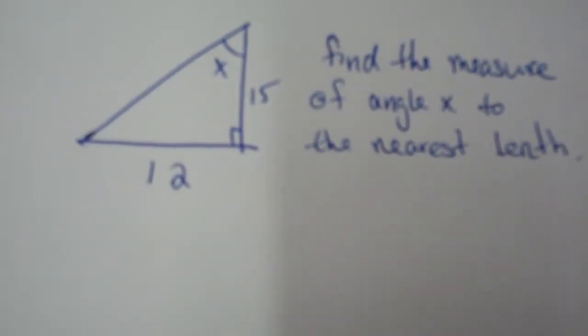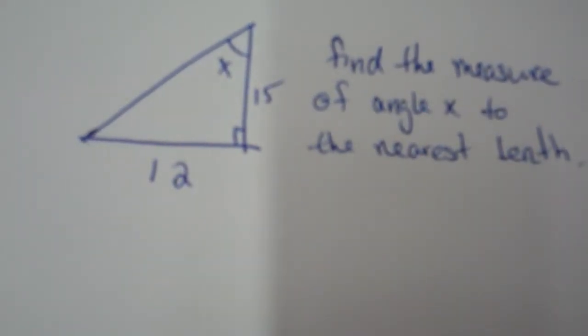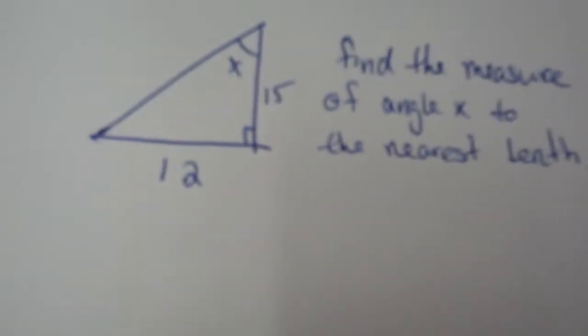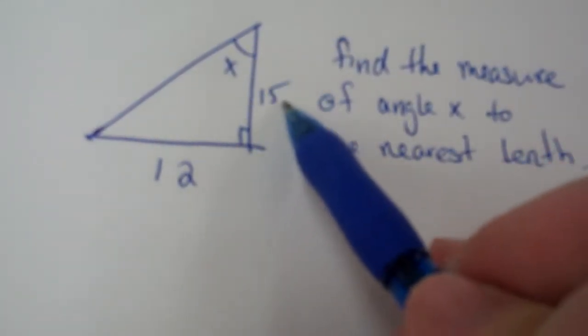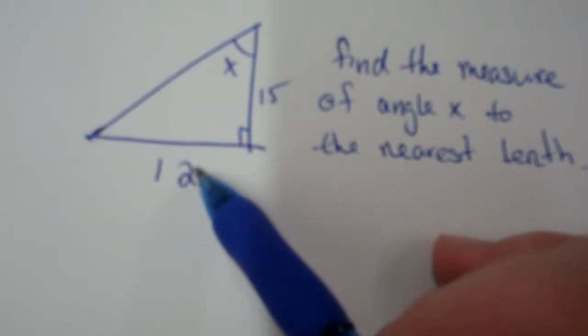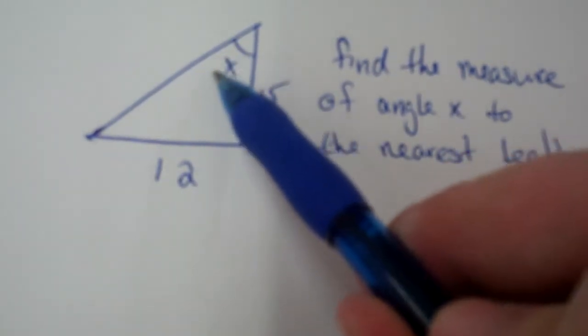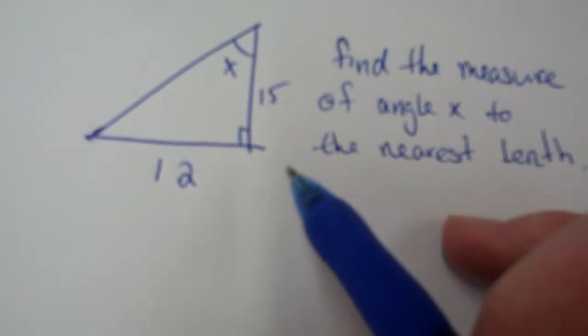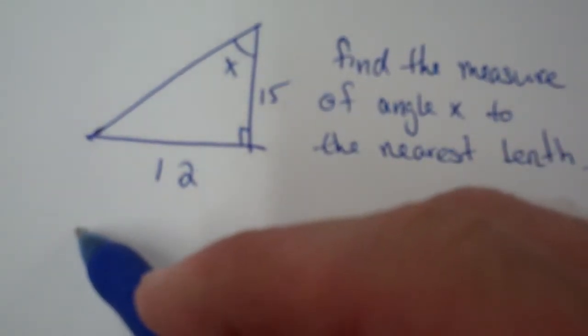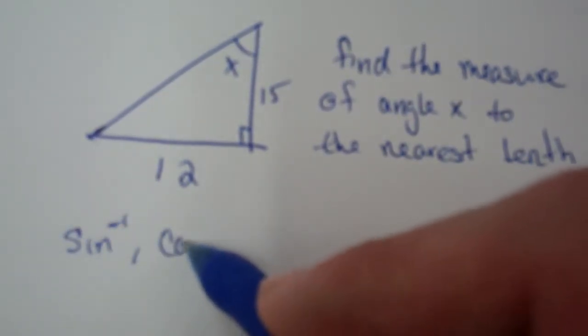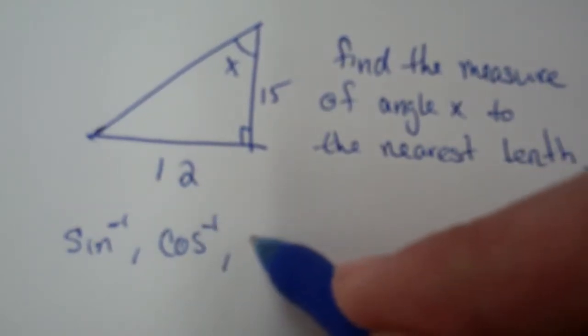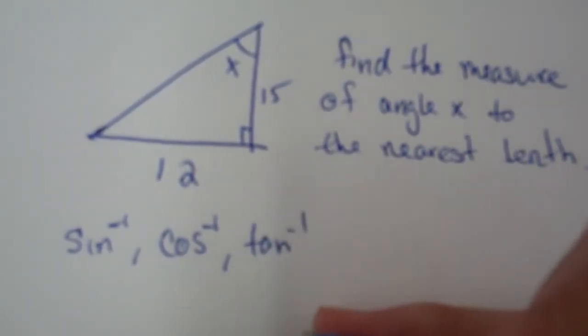Okay, in the previous examples we used the trig functions, that's sine, cosine, or tangent, to find an unknown side. In this problem we already know the lengths of the sides, but what we don't know is the size of the angle. To find the size of an angle, you need to use either the inverse sine or the inverse cosine or the inverse tangent.